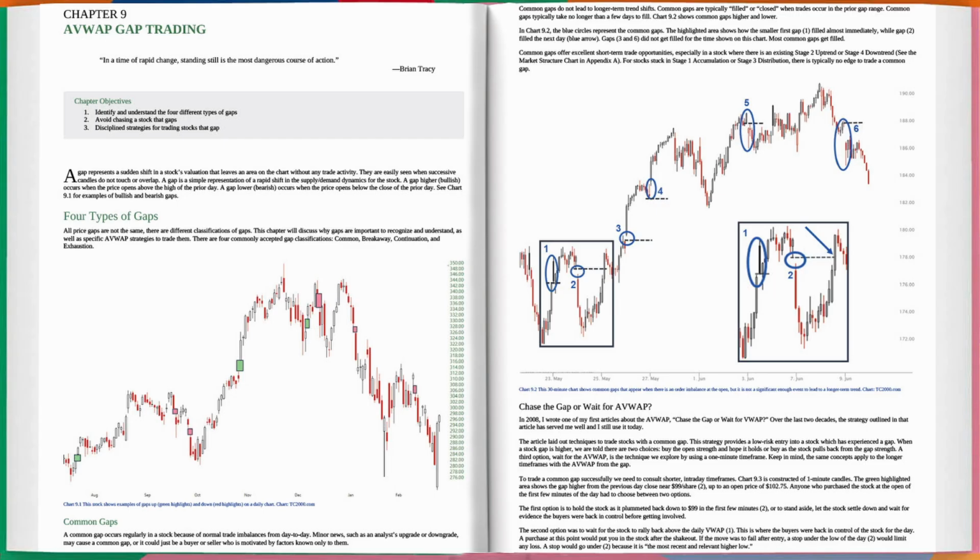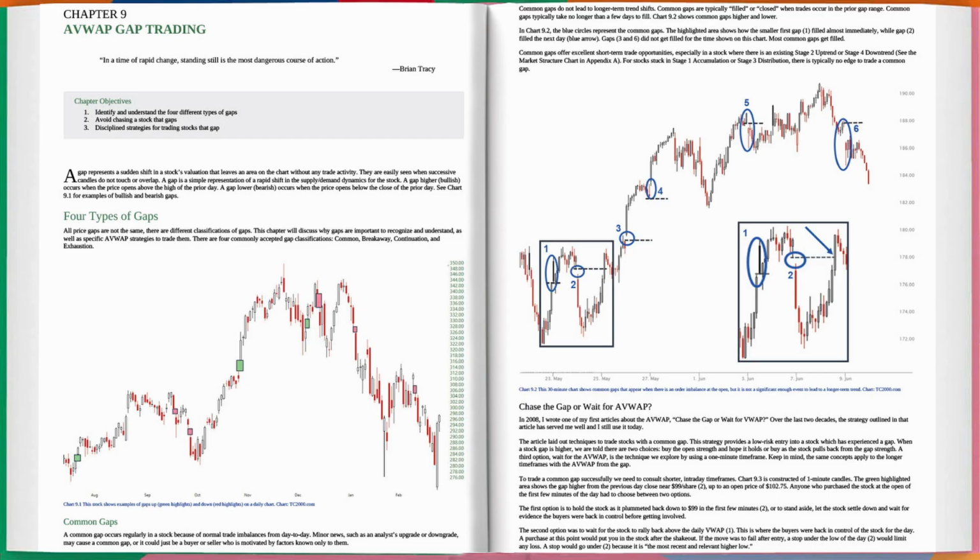When a stock gaps higher, we are told there are 2 choices: buy the open strength and hope it holds, or buy as the stock pulls back from the gap strength. A third option, wait for the AVWAP, is the technique we explore by using a 1-minute time frame. Keep in mind, the same concepts apply to the longer time frames with the AVWAP from the gap. To trade a common gap successfully, we need to consult shorter, intraday time frames.